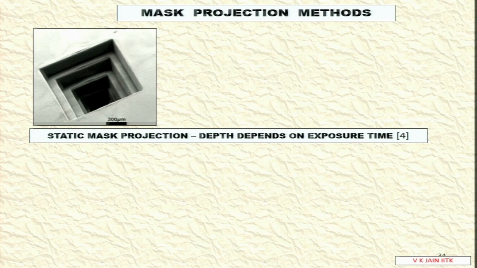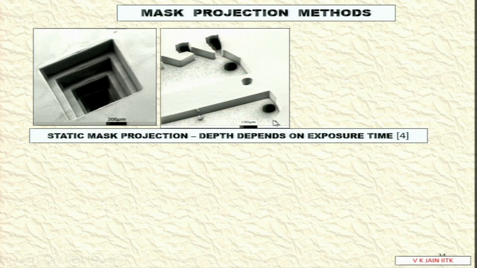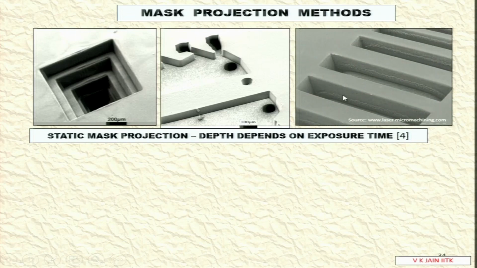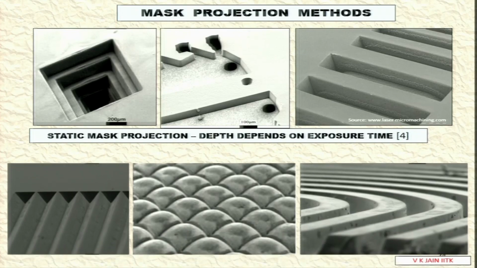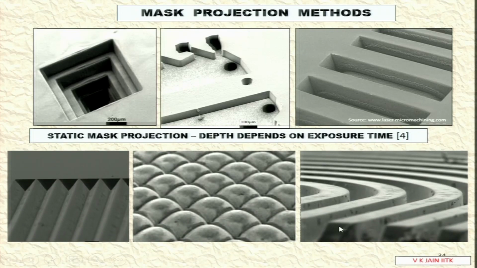Static mask projection: depth depends on exposure time. So you can see here it is a 3D feature, and steps are being created, and by having different masks at different locations you can create these steps by controlling the exposure time. Again complicated but useful features are created over here with the help of mask projection. This is another one, again 3D, complicated features created here, again the same one which we have seen earlier also.